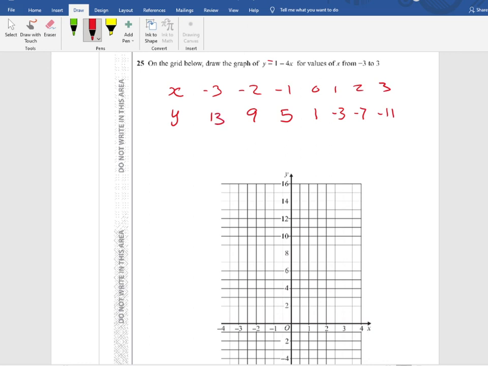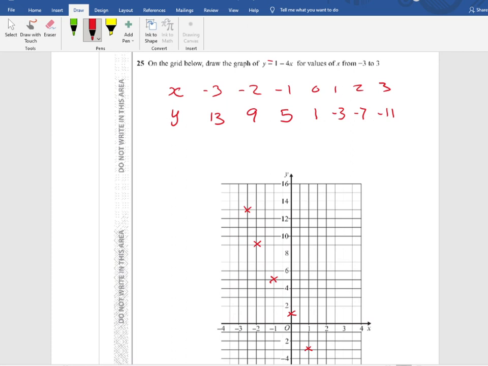Now, can I draw that? Some of them. When x is 0, y is 1. When x is 1, y is minus 3. Alright, let's go this way. When x is minus 1, y is 5. When x is minus 2, y is 9. When x is minus 3, y is 13. And when x... oh, no, don't go beyond there.